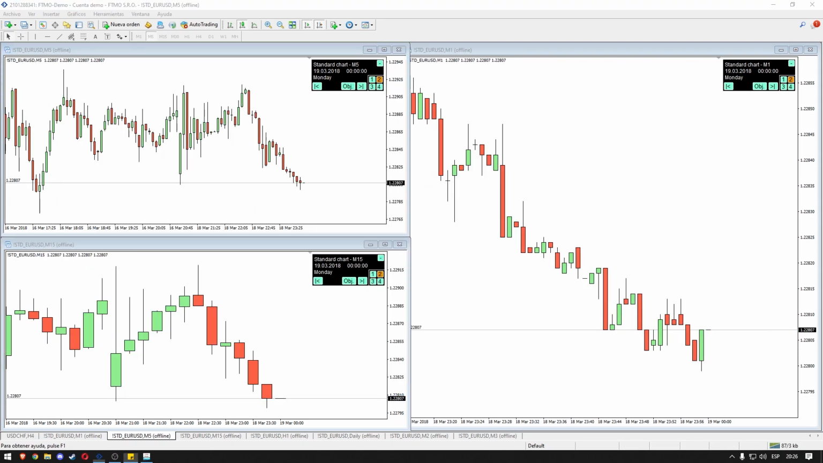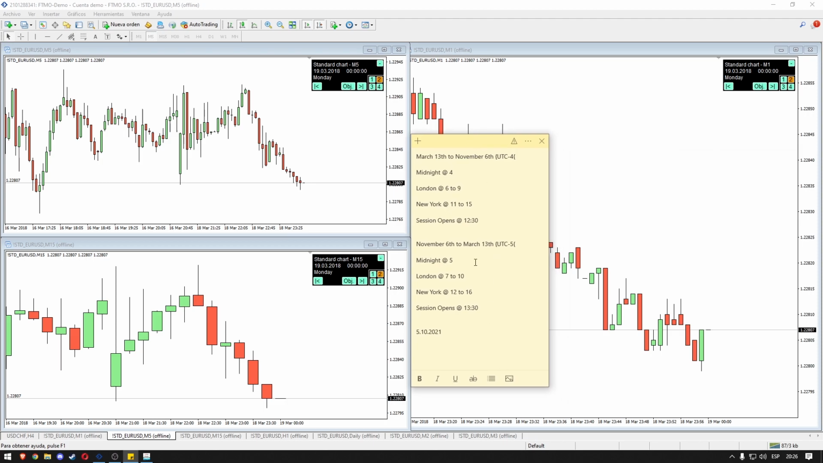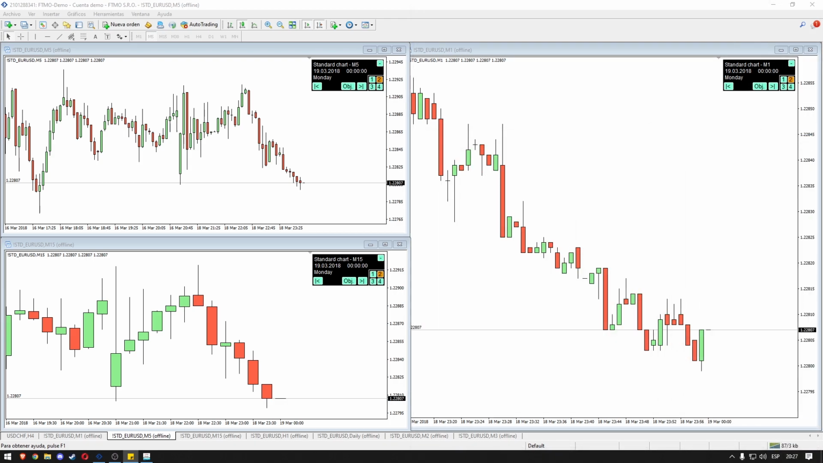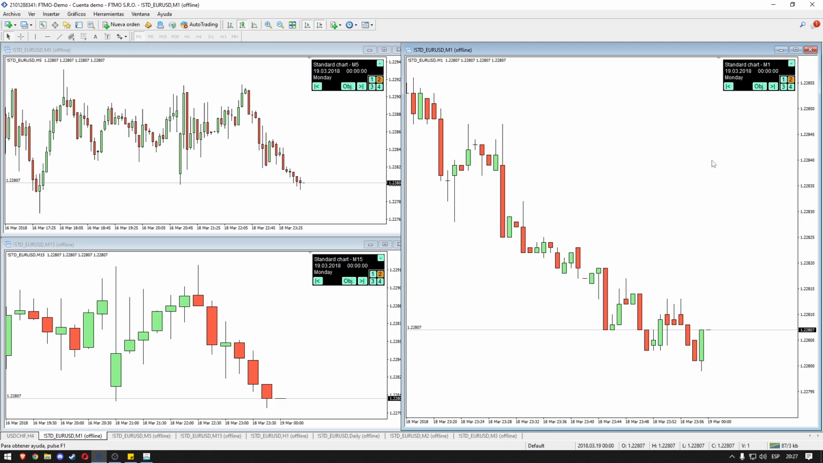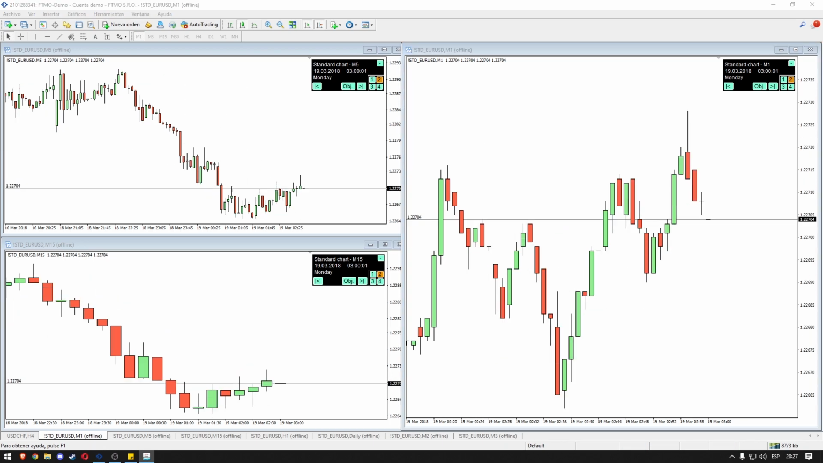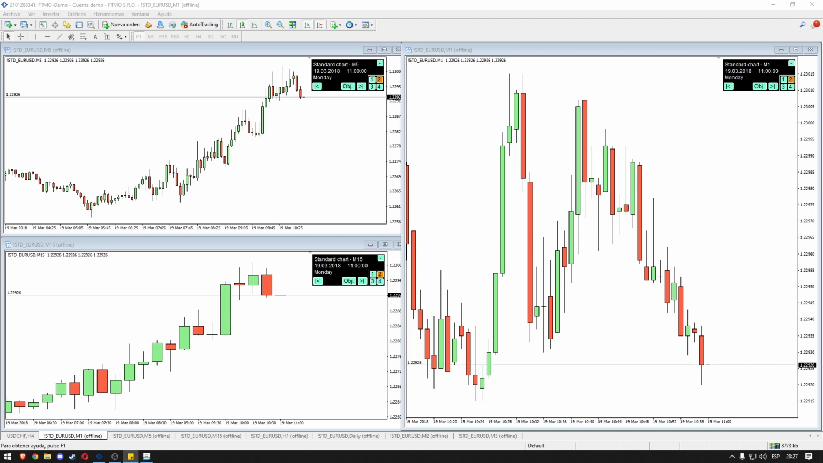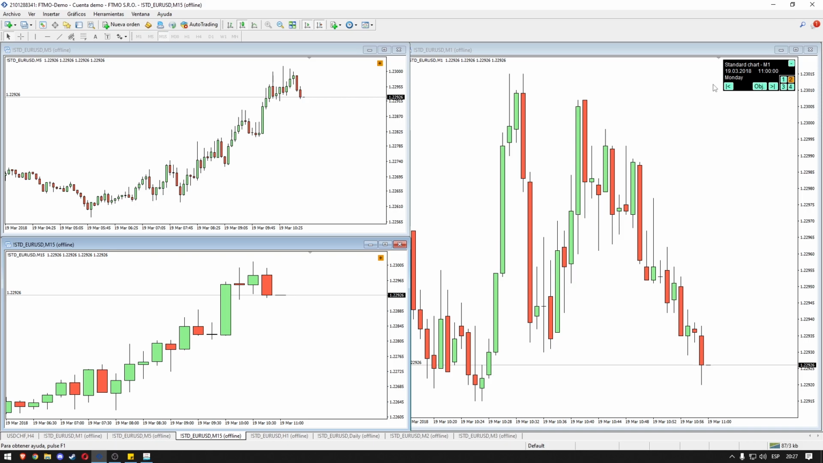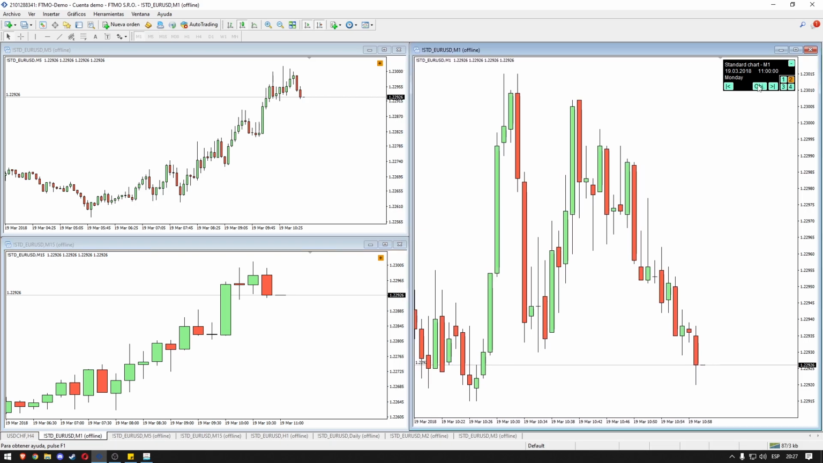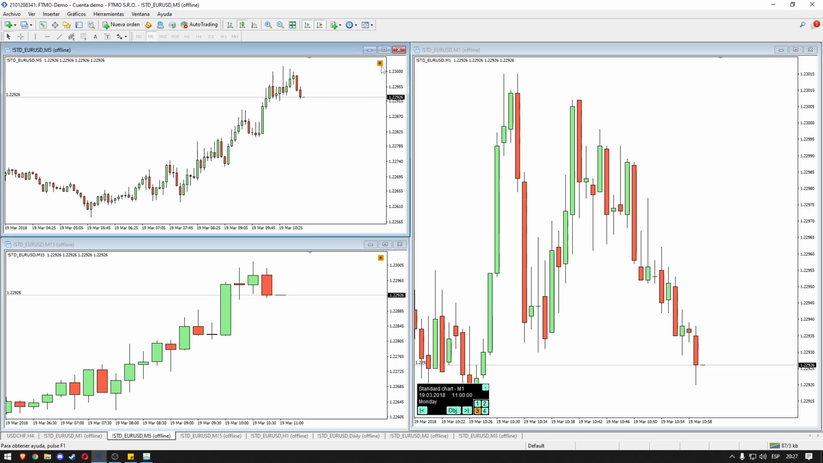Okay, so time-wise, this is what we're working with. March 13th. Midnight is 4 a.m. London, so New York is 11 to 15. That's all that we really need. I was told by someone that we could use an indicator. I didn't really investigate it because I haven't used this in quite a bit. I haven't really looked into it, but probably in the future I should.